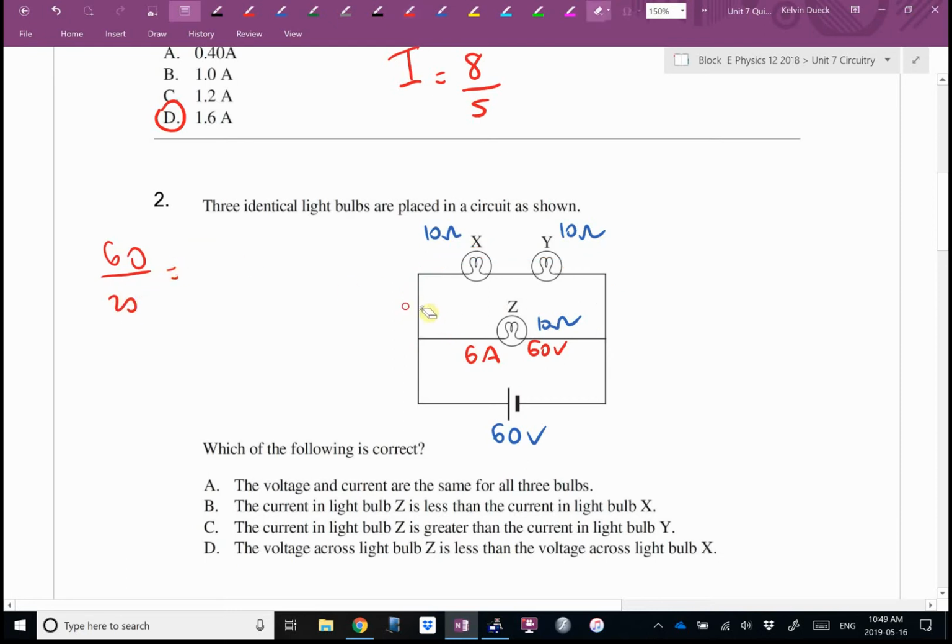Okay, so how many amps right here? 3. How many amps right here? 3. How many amps right here? 3. How many volts right here? 30 volts. How many volts right here? 30 volts. And now I can answer the question for my made-up numbers.